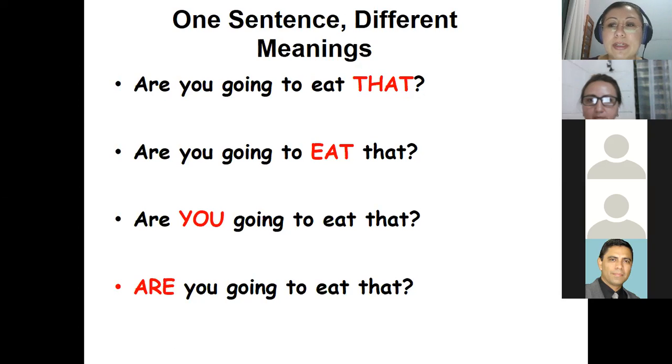So in the first case, I'm saying, are you going to eat that? maybe because I think that it's not food. Es como, ¿te vas a comer eso? O sea, no es comida. Yo no me comería eso. Or maybe you say, are you going to eat that? Es como, ¿y te vas a comer eso? Es como, yo sabía que eso no se come.